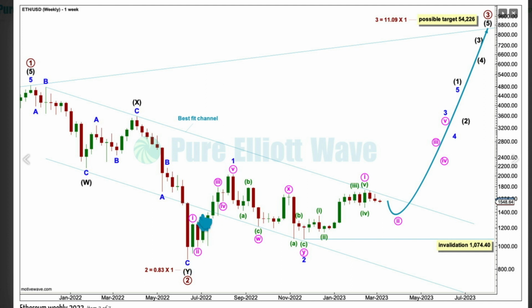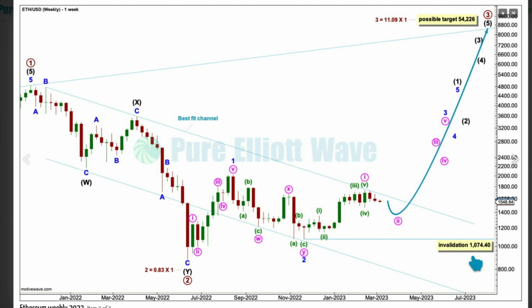If my labeling of minor 1 here is correct as a 5-wave impulse, then intermediate 1 is most likely unfolding as an impulse, and that's the most common structure for a third wave. So within the impulse, 1 and 2 may be complete, 3 in its early stages, with 1 complete here, and another pullback for 2 may move lower over the next few weeks.